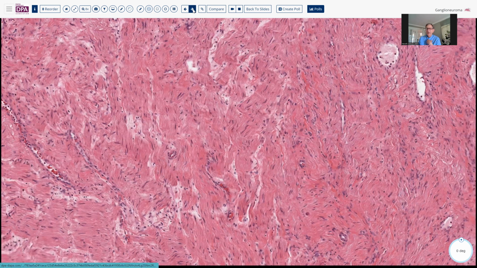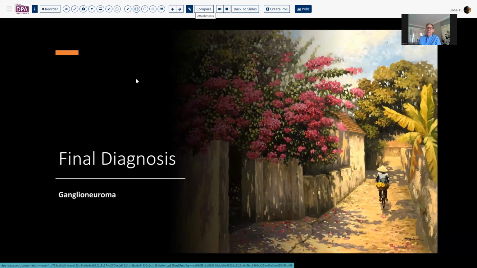So that's our case for today. I appreciate you joining me. Final diagnosis and sign out was ganglioneuroma. Of course, no adverse implications, although the patient in this case was already deceased.